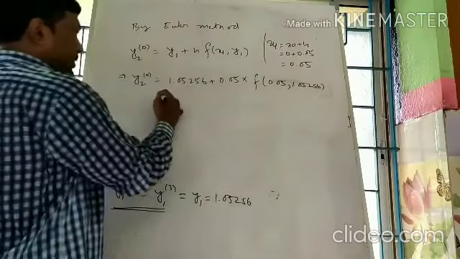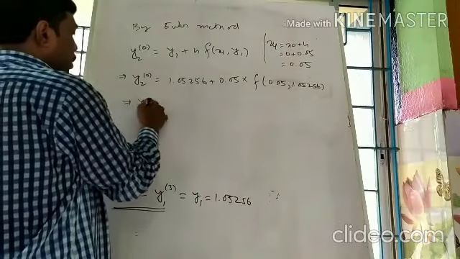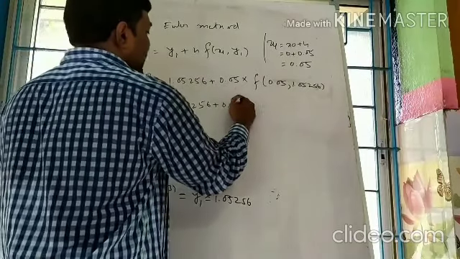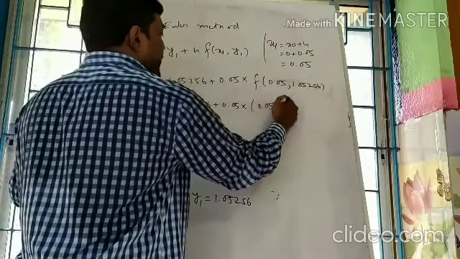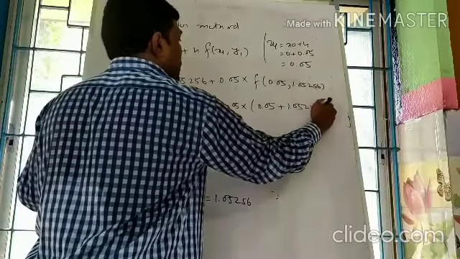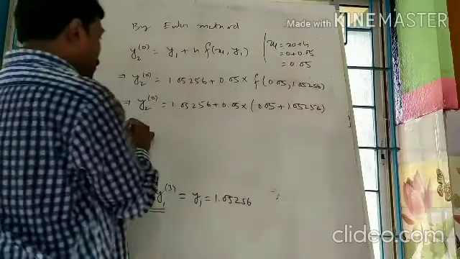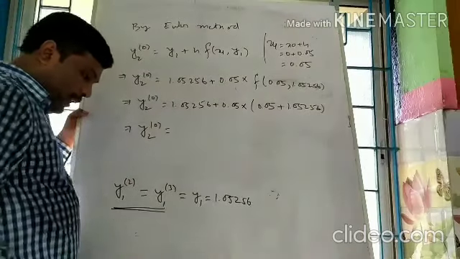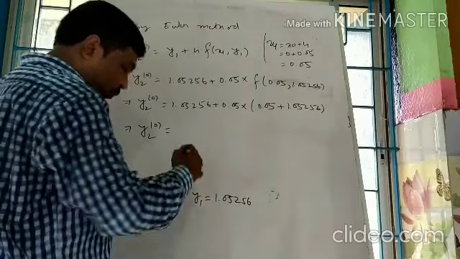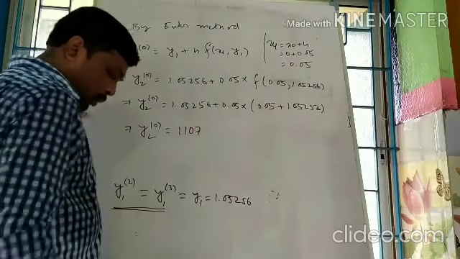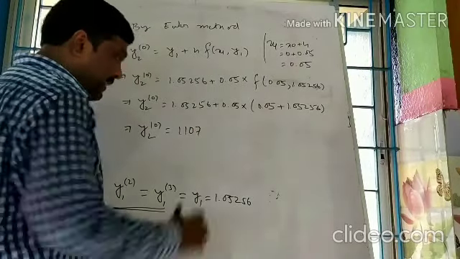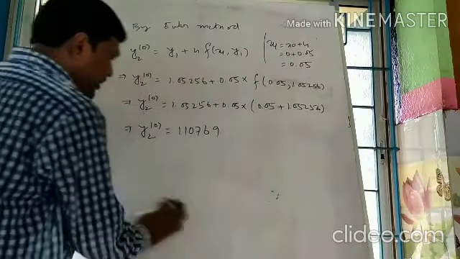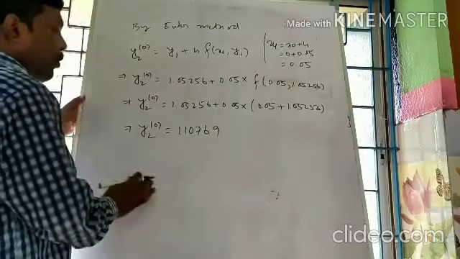Just simplify. So y20 is 1.05256 plus 0.05 into 0.05 plus 1.05256, because f of x, y is x plus y. So the initial approximation of y2 is 1.10769.